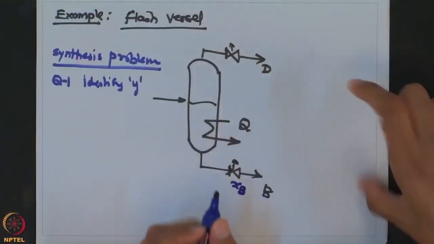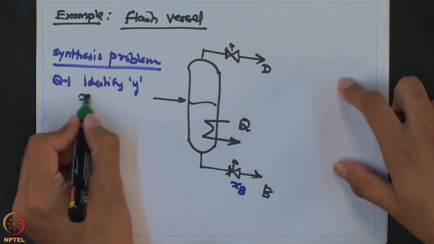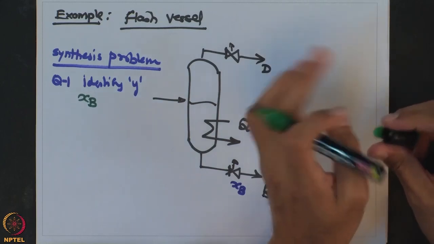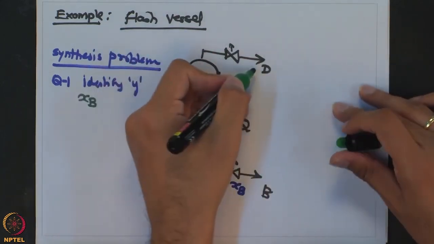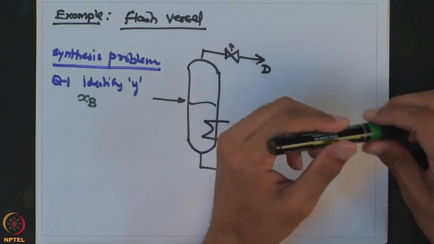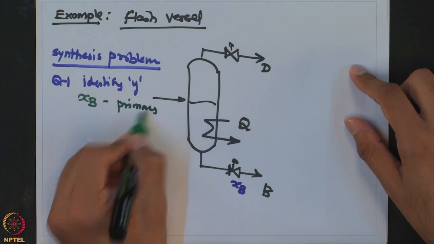Typically that is represented by what you get as the base purity. So the primary controlled variable here is the purity of the bottom stream. It may also, in certain cases, be the purity of the vapor stream. So this is the primary controlled variable.